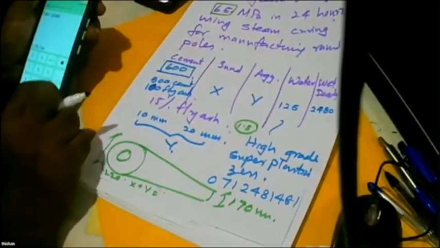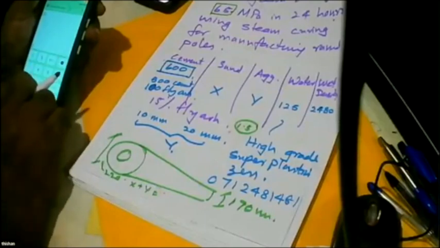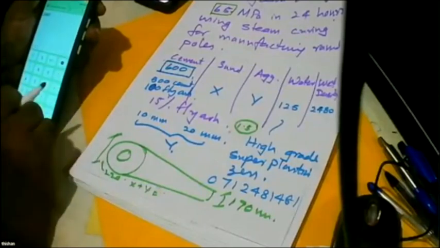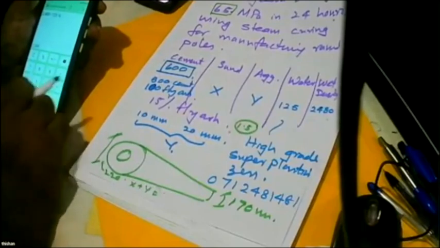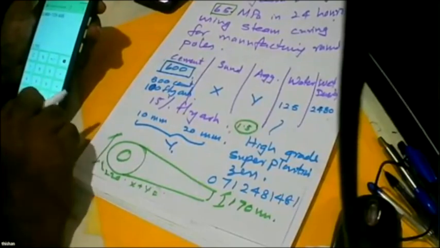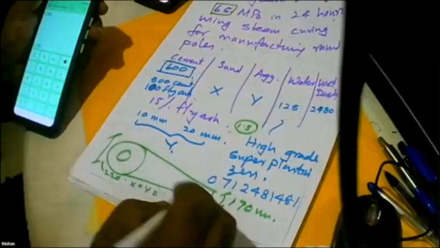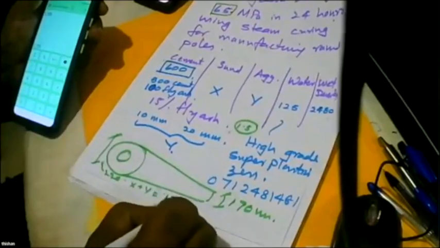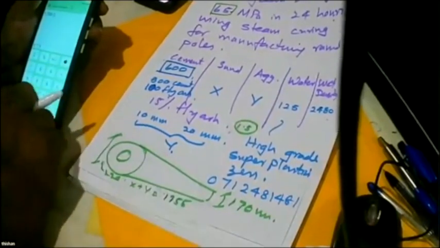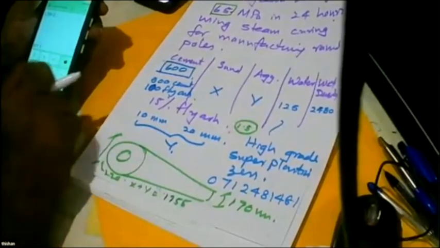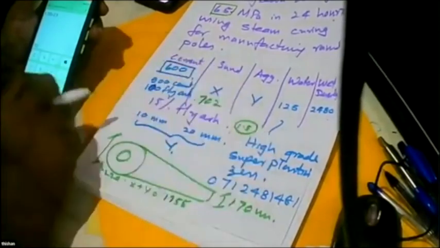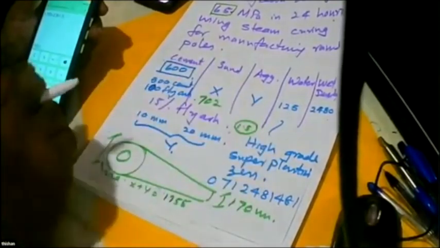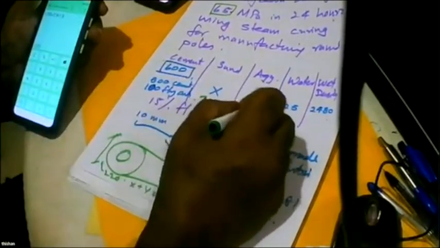2480 minus 125 minus 600 gives 1755. Divided by 2.5 gives 702 here. Multiplied by 1.5 gives 1053.